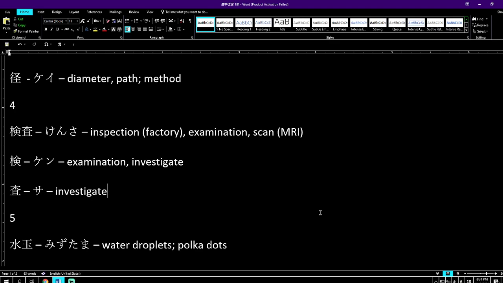Kensa is an examination. Kensa, an examination, an inspection, or a scan like an MRI.